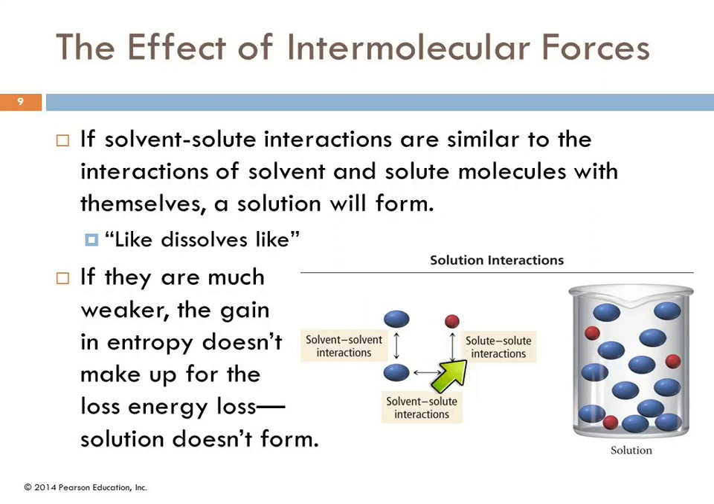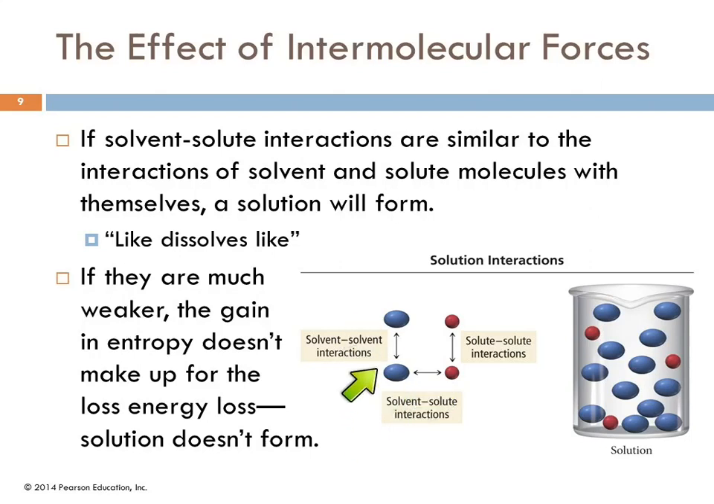If all of these interactions are similar, then a solution will most likely form. The way we remember this is the little phrase, like dissolves like. If we've got a polar solvent and a polar solute, the chances are good that it will form a solution. But if the solute-solvent interactions are much weaker than either the solvent-solvent or the solute-solute interactions, then entropy doesn't make up for the energy loss.